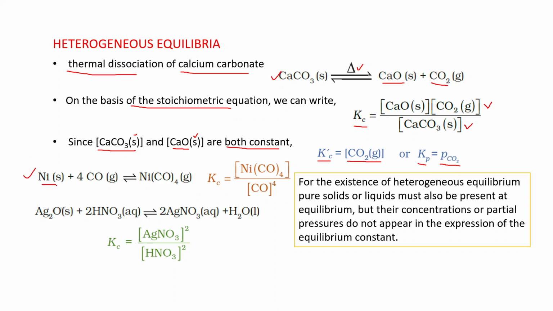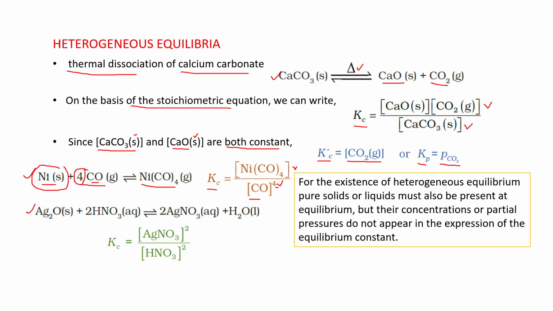Take one more example: Ni solid plus 4CO converting into Ni(CO)4. Actually, this reaction is used in the purification of nickel. Now, in this case, Ni is solid, so we will not write this term in the equilibrium expression. So we can write Kc is equal to the concentration of Ni(CO)4 divided by the concentration of CO to the power 4. Why 4? Because 4 is the stoichiometric coefficient of CO.